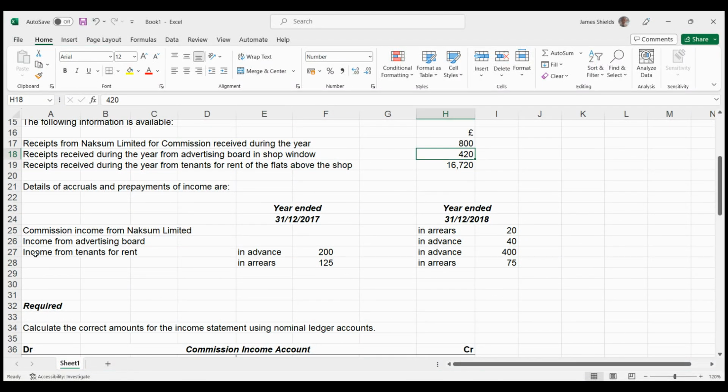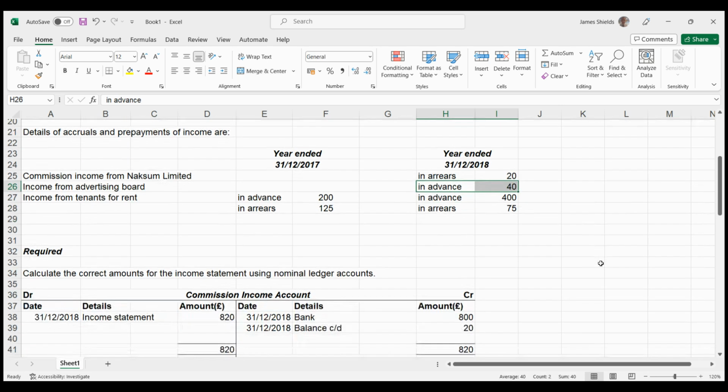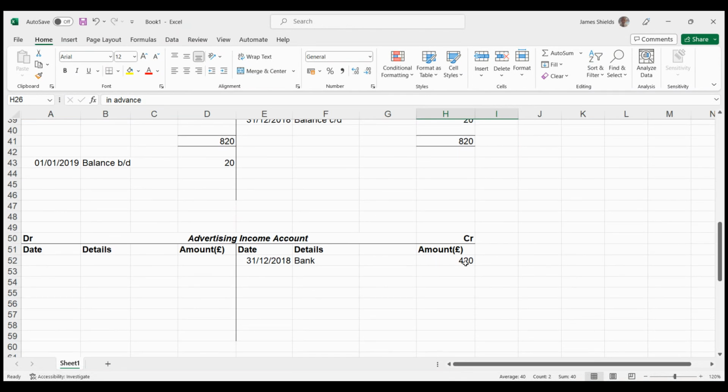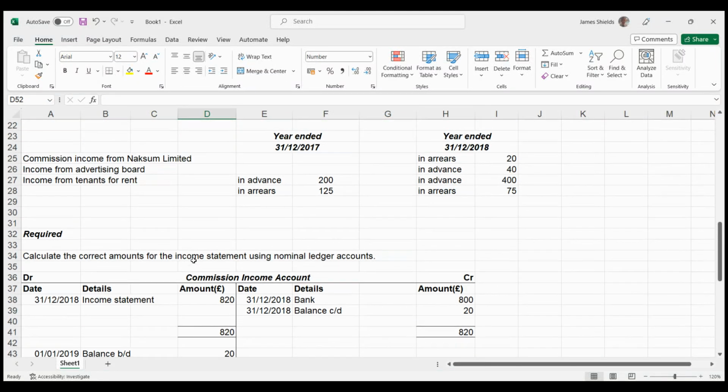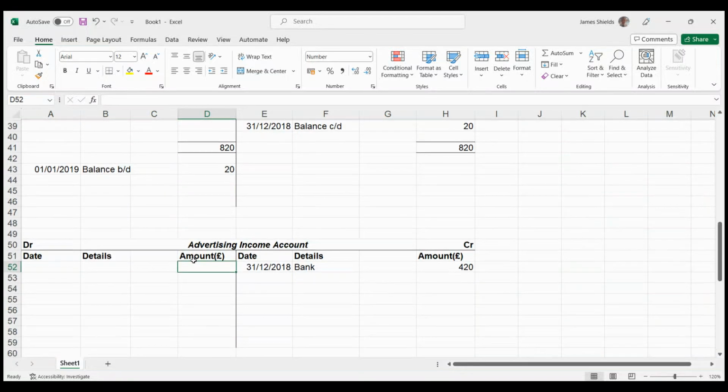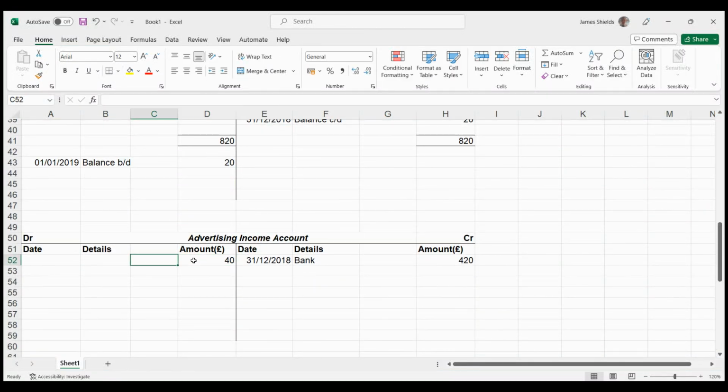Now let's go to the accruals and prepayment section. So at the end of last year, there was no accruals or prepayment, so don't worry about that. Now, at the end of this year, 31st 2018, it was paid in advance, £40. So that means £40 that relates to the following year. So in the 420 there, £40 that relates to next year. So we've got to reduce the amount because it relates to next year. And just check the amount, it was £40. So the debit side, £40.